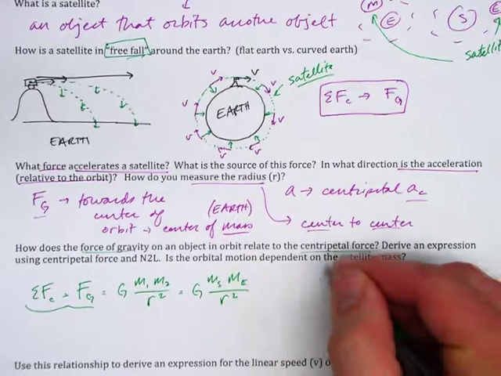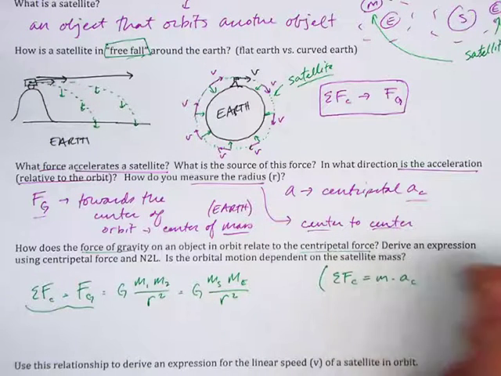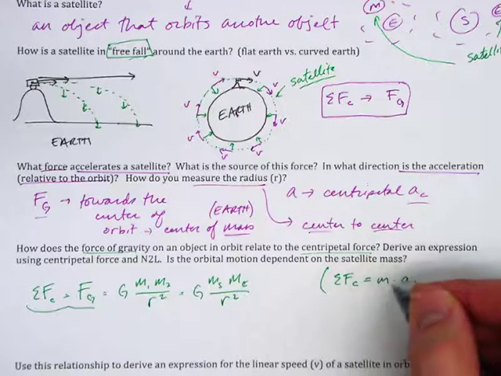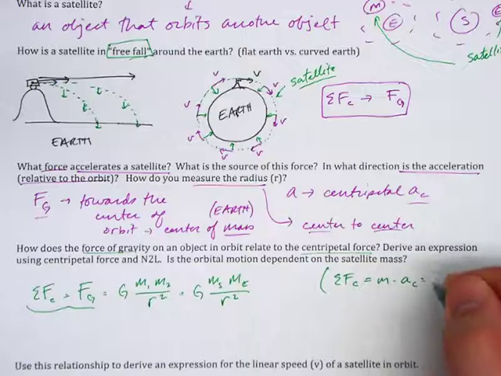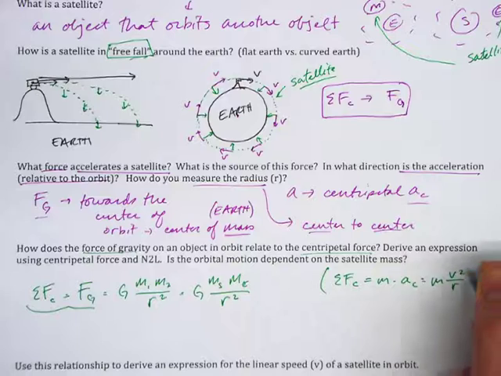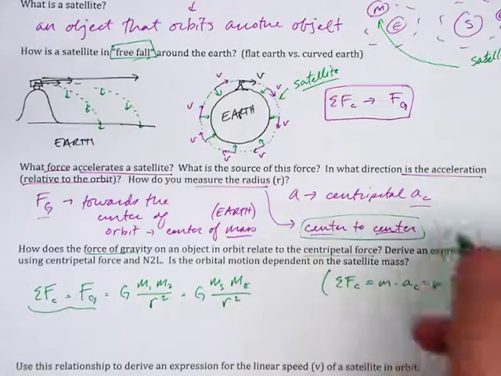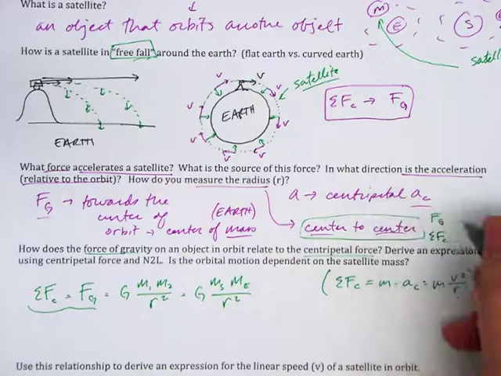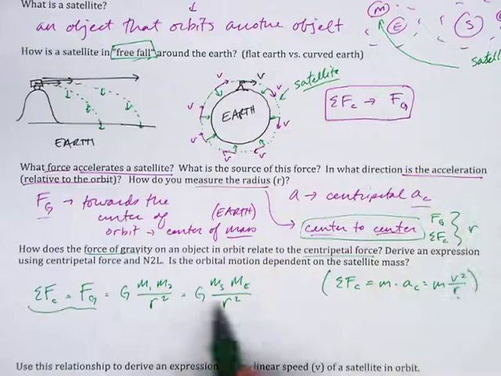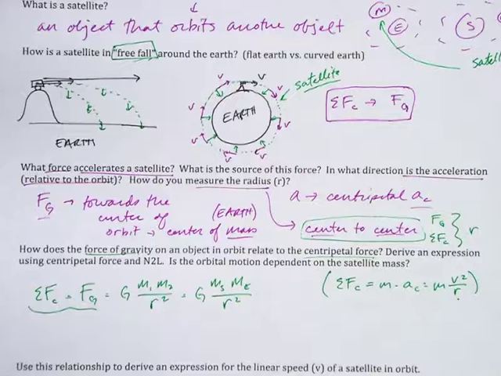And we know from earlier in this unit that centripetal force can be modeled by taking the mass of the object that's orbiting, like the satellite, times its centripetal acceleration, which is also the speed squared over the radius. Now, this is the same radius in both the Fg equation and the centripetal force equation. It's the center to center distance. So the same r used here is the r used here in my centripetal force equation.